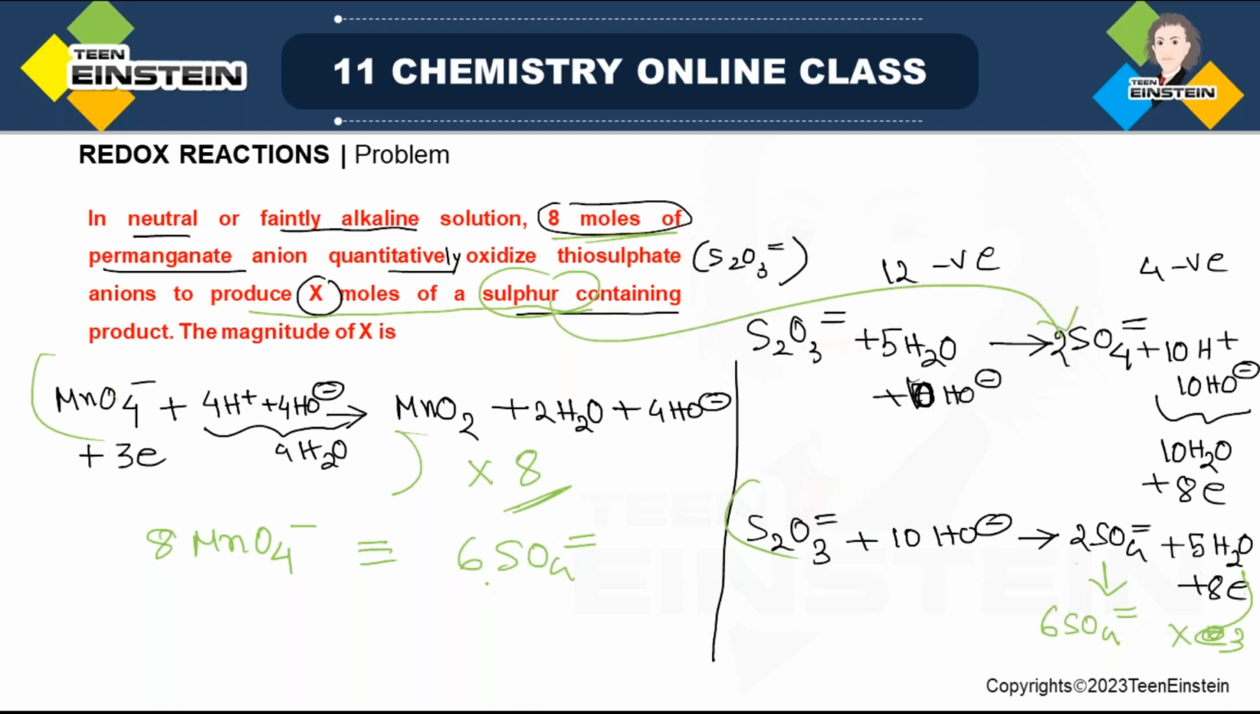sulfate. So the answer should be 6. The magnitude of X is 6. It will produce X moles of sulfur containing product, so it means it will produce 6 moles of sulfate. Okay. So the answer is 6.